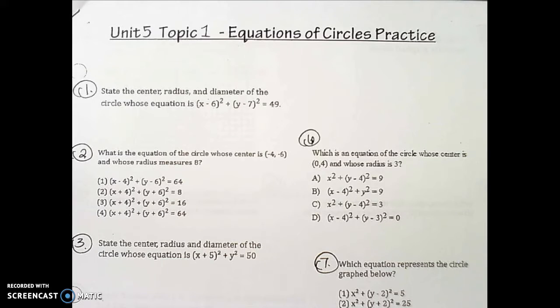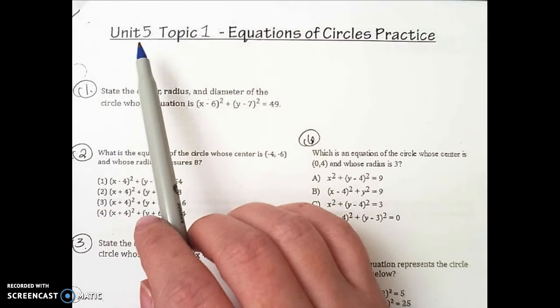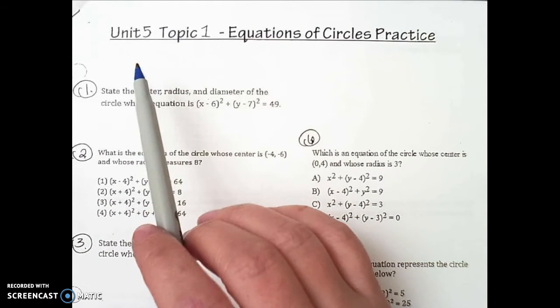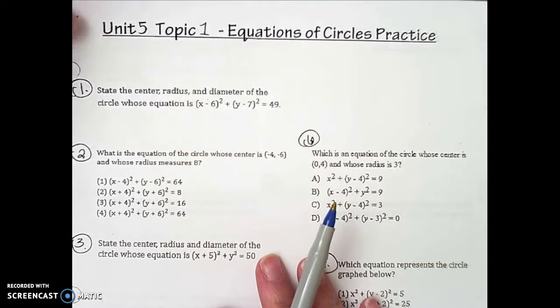Hi guys, this video is on how to determine or justify that a specific point is on a specific circle. So I'm going to do two quick examples, and I'm in the Unit 5 Topic 1 Equations of Circles practice, and I'm going to go to number 25.